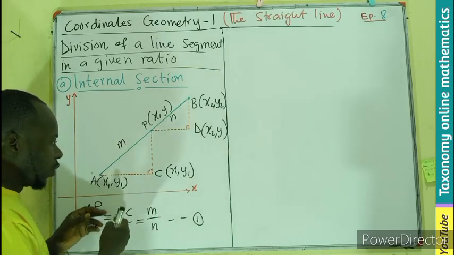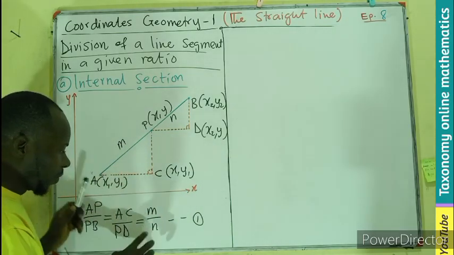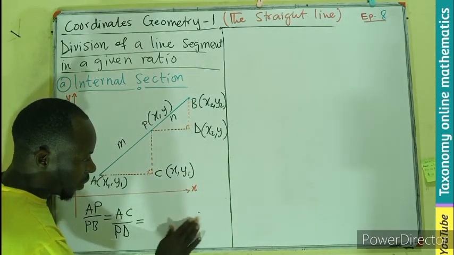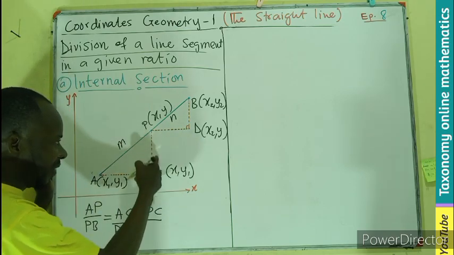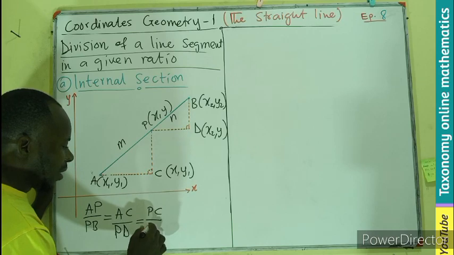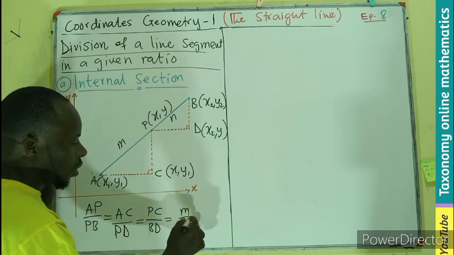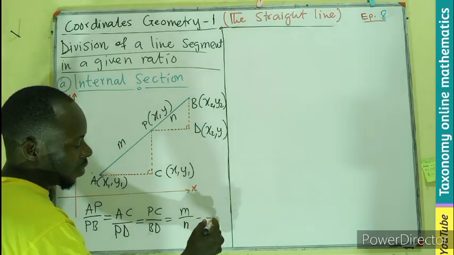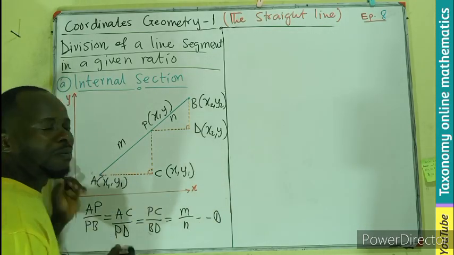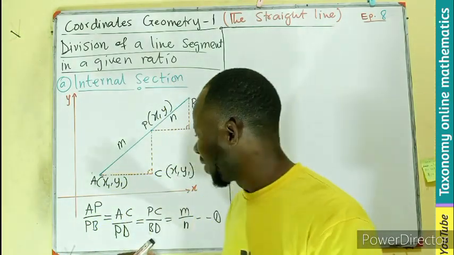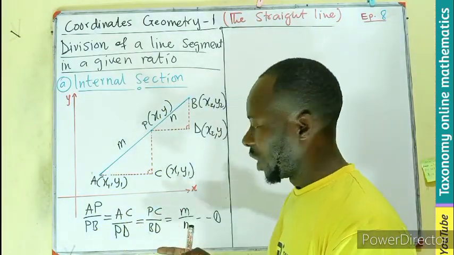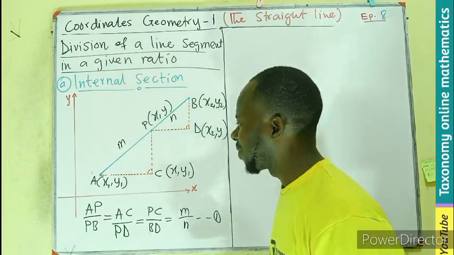We can continue to have the vertical division as well. If I want to continue, I can have that of PC, the vertical one, divided by BD, which will still be equal to M and N, equation 1. Alright, so now that we have established that, let's take the coordinate representation of any of the sides.